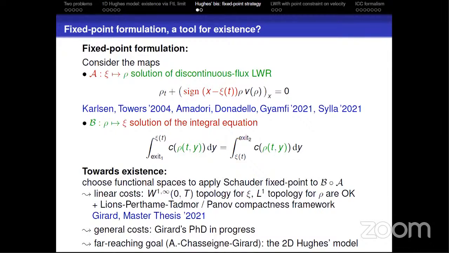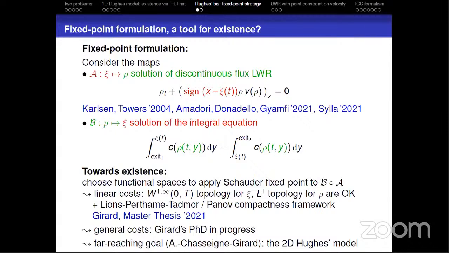Then you take the W^{1,∞} topology for ψ, which works for the linear costs, and we think it will not work more generally. The L^1 topology for ρ, which should be the main choice anyway. And then we use the weak compactness framework of Panov, or essentially the same as Lions-Perthame-Tadmor, if you don't assume low regularity, and we end up with existence. Okay? And for general costs, it's a work in progress.